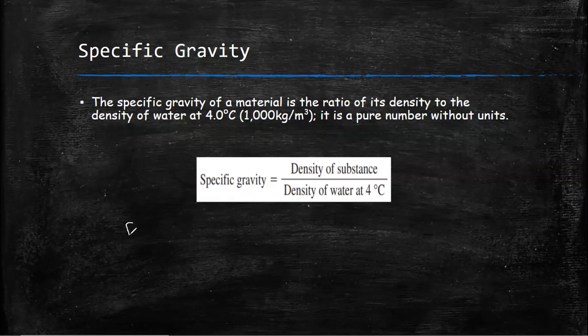The density of water is equal to 1,000 kilogram per cubic meter or 1 gram per cubic centimeter.